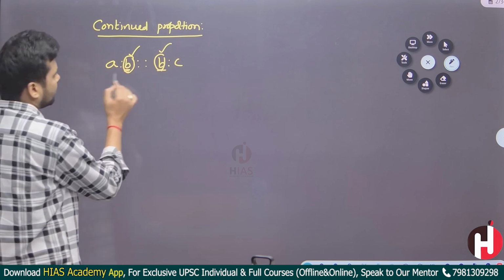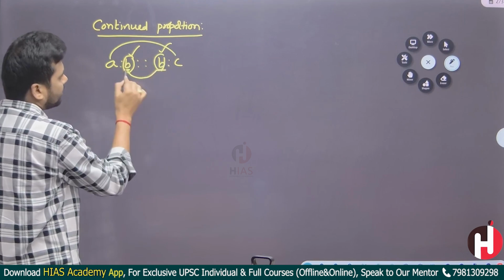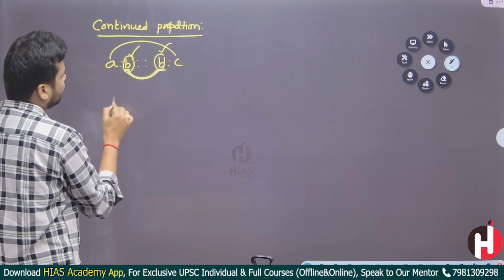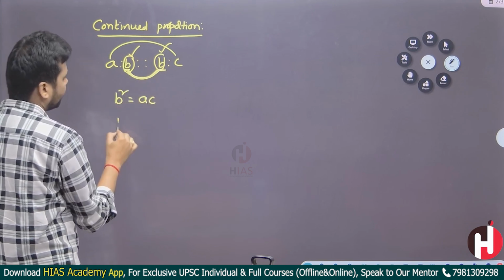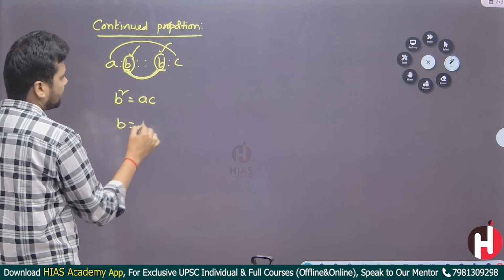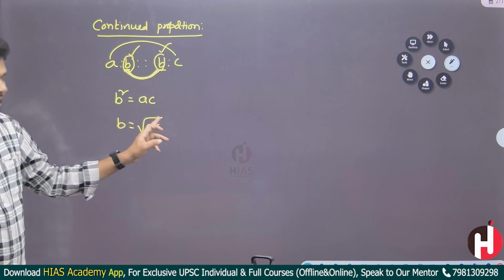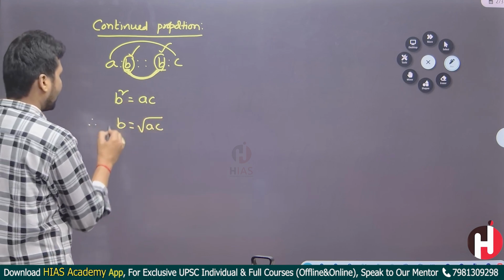Now, since it is in proportion, immediately we can say that the product of means is equal to the product of extremes. Product of means is B into B, which is B square. A into C is AC. So B square is equal to AC, which means B is equal to root AC. It's very, very important.